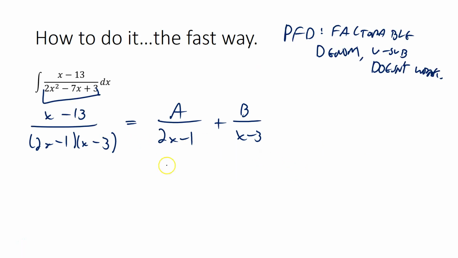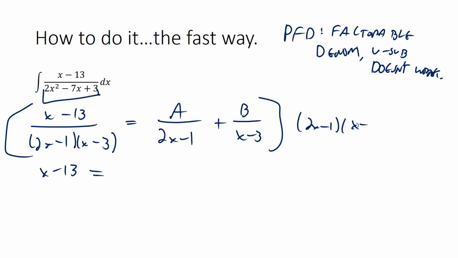Now, if you multiply both sides by the denominator, on the left side we'll have x minus 13 equal to, so what I'm doing here is multiplying the entire thing by 2x minus 1 times x minus 3. On the left side, it just cancels. On the right side, part of it goes away from each one. So I have A times x minus 3 and B times 2x minus 1. Now, in pre-calc, what we would have done here is ax minus 3a, 2bx minus b, and then we would have equated coefficients. So we'd have a plus 2b equals 1, and then negative 3a minus b equals negative 13. We would have made a system. There's a much easier way to do it.